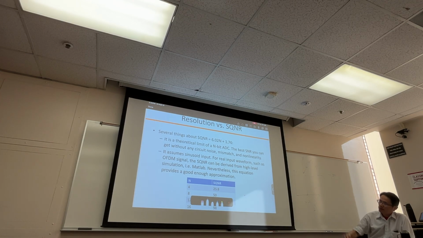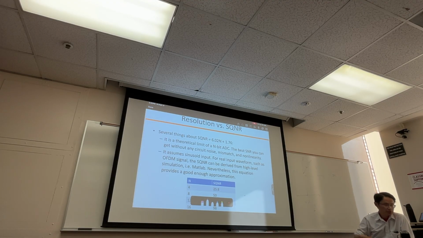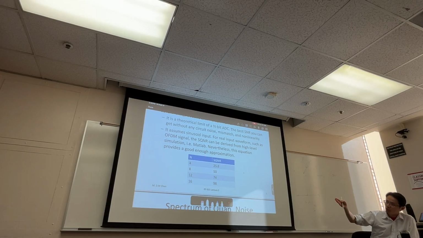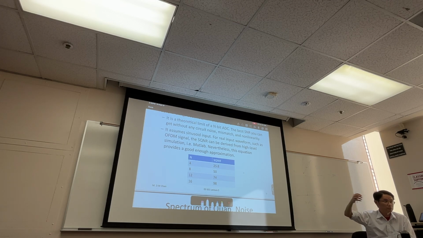All right, so this SQNR is from the sine wave input. For real input, as I just said, you actually need to run through examples to know what's the actual SQNR that you are expecting. All right, so this table just shows you the conversion. 4-bit is about 25 dB, 8-bit about 50 dB, 12-bit 74. If you want some 3-digit SQNR, you need 16 bits. With 16 bits, you get close to 100 dB. So that's what people are talking about. If you want to have above 100 dB, you are really looking at 16-bit and above.